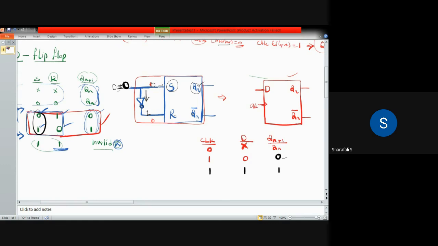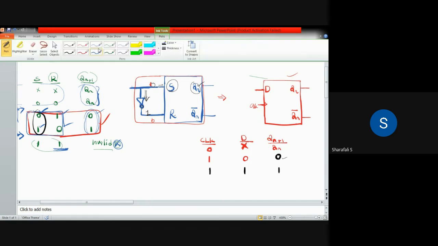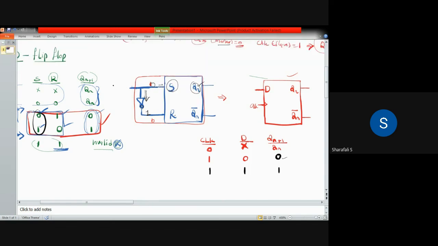When your D equal to 1, just the opposite of this will happen. So when D equal to 1, your S equal to 1. S equal to 1 means set state. Set means your output is setting to 1, so it will become 1. So this will be the truth table for D flip flop. And this is very important. We will be using this in the next registers and all the other applications. So this is how the D flip flop works.